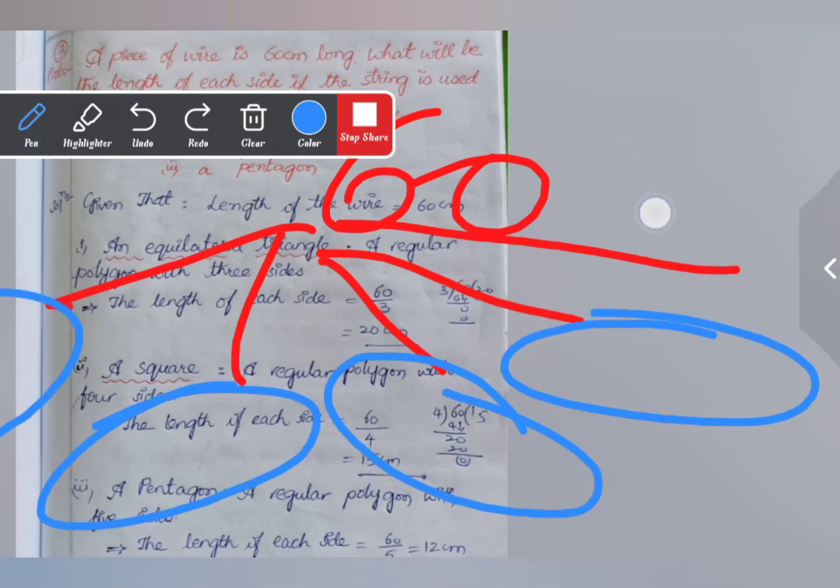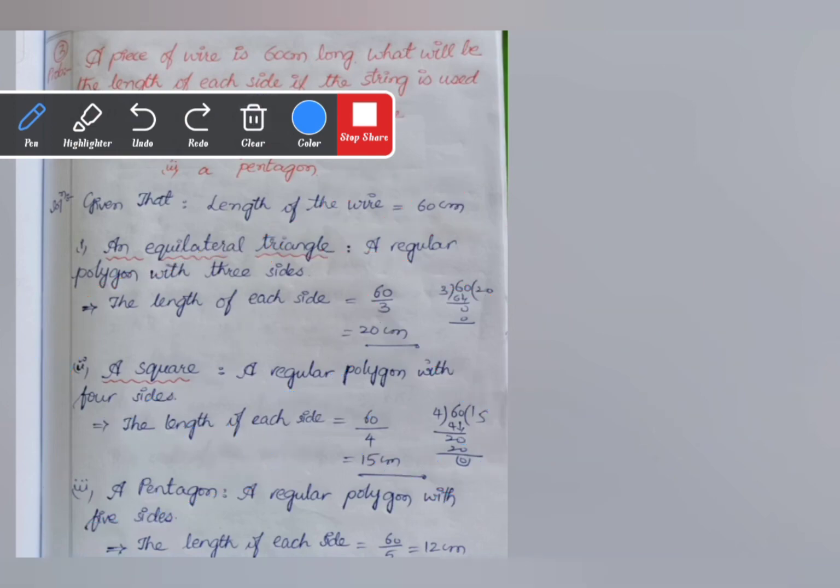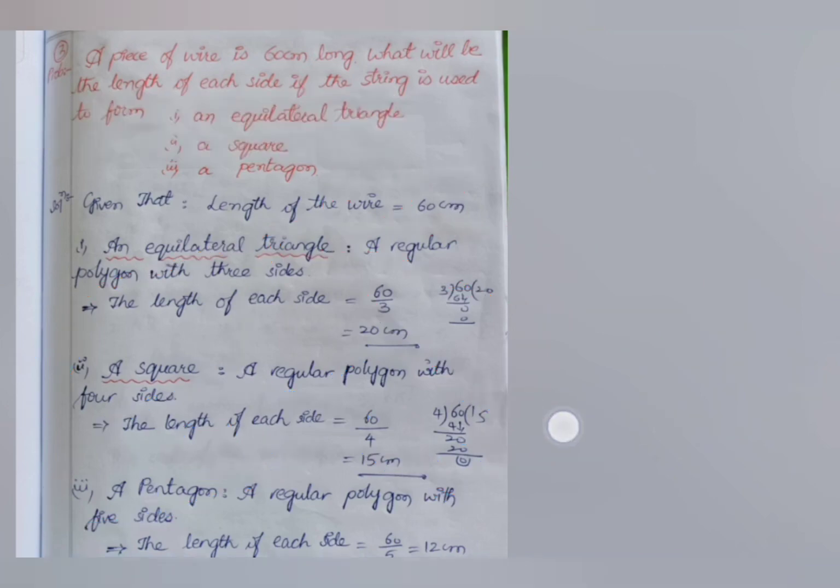12, madam. Very good, very good. Why? Because 12 fives are 60. 12, 12, 12, 12, 12. Like that only we have found it here.